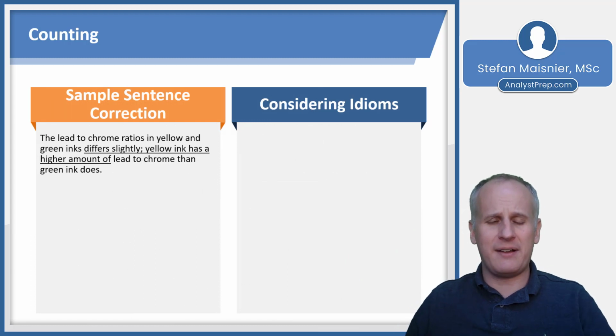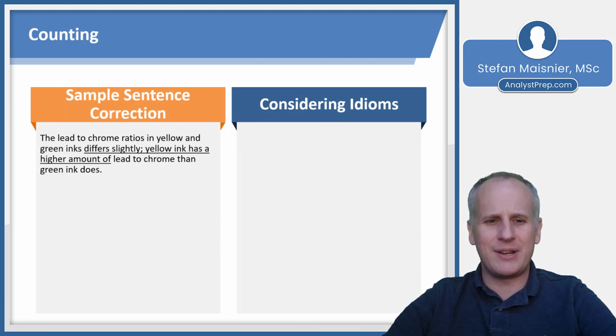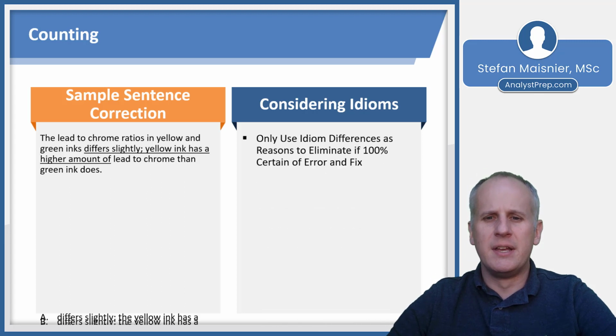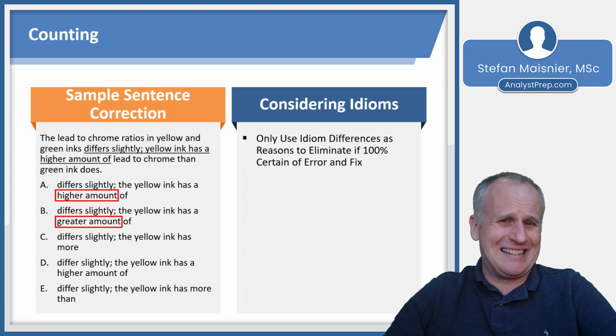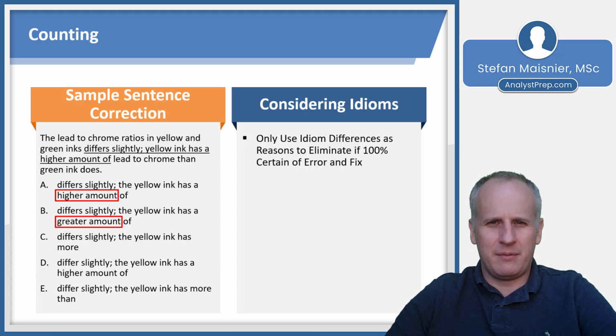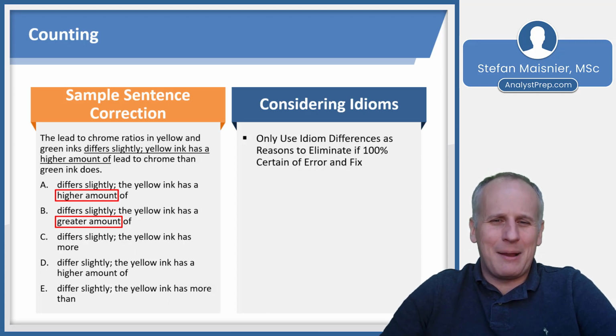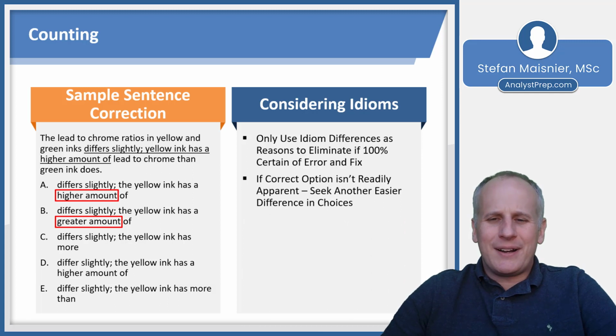So we have: the lead to chrome ratios in yellow and green inks differs slightly. Yellow ink has a higher amount of lead to chrome than green ink does. Now, you only want to use idiomatic differences as a reason to eliminate if you're 100% certain of the error and the fix. We can see there's an immediately apparent difference of higher and greater. We just said an amount is numeric. Does this quantify as something that's explicitly numeric or economic in structure with ratios? Maybe, I'm not sure. But if the correct option isn't readily apparent, like immediately you're like, that's wrong, seek another easier difference in the choices.